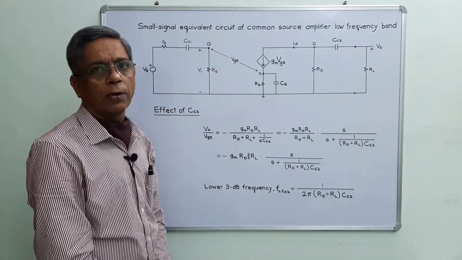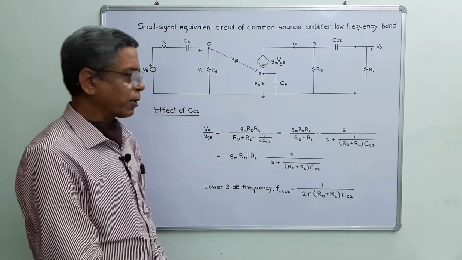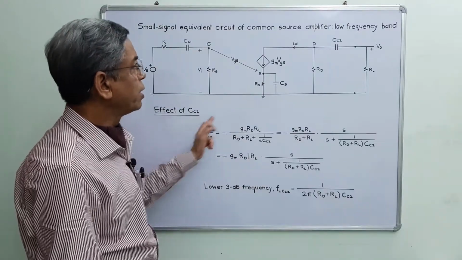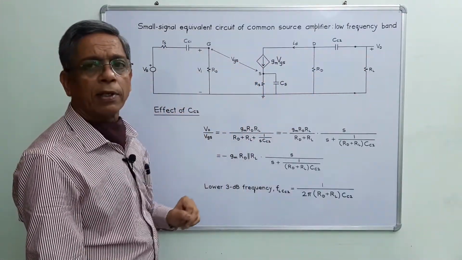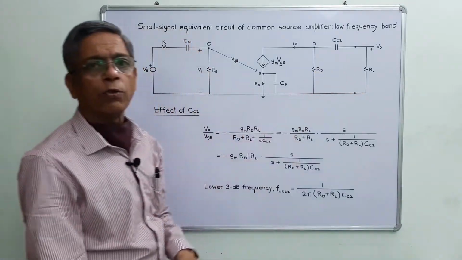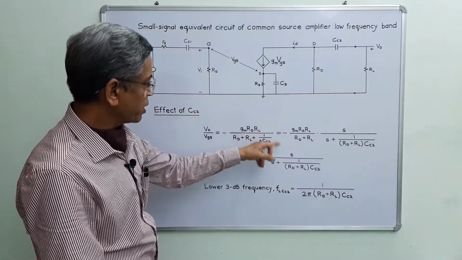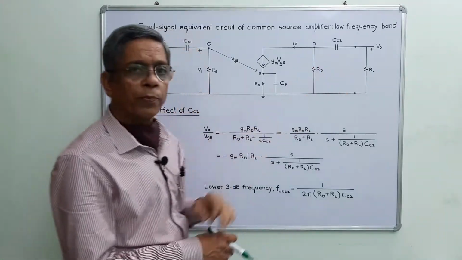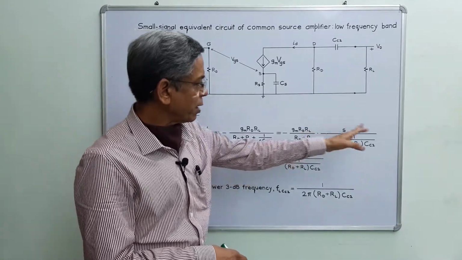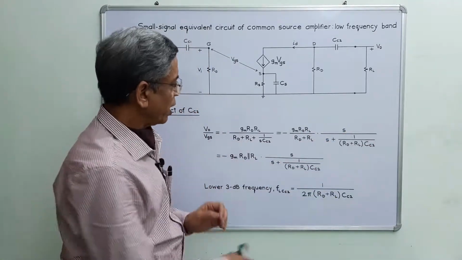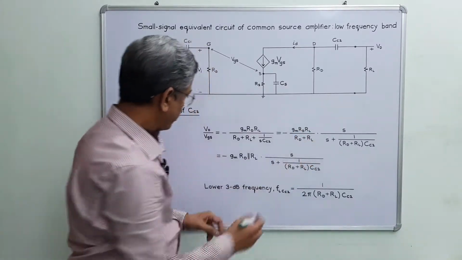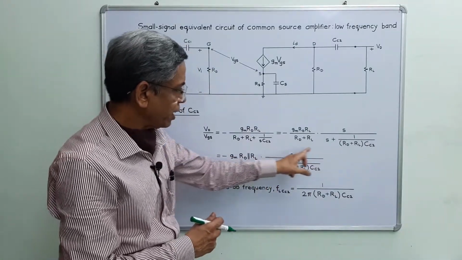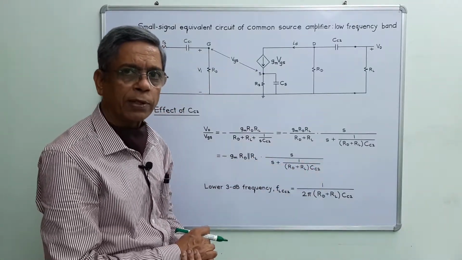Now, at last, we determine the effect of coupling capacitor CC2, and we will write the expression for transfer function V0 by VGS. Considering this loop and using the voltage divider law, this is the expression, and the denominator shows the total impedance of this loop. By simplifying, we get an almost familiar expression, and this factor represents a parallel combination of RD and RL. And this factor is a very familiar expression for a first order high pass network.